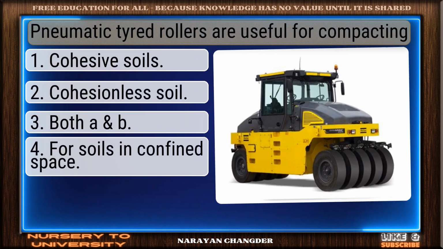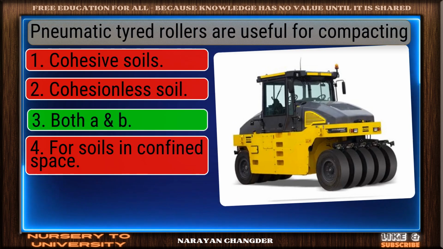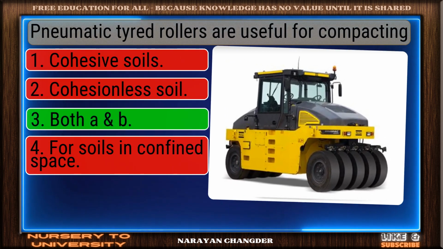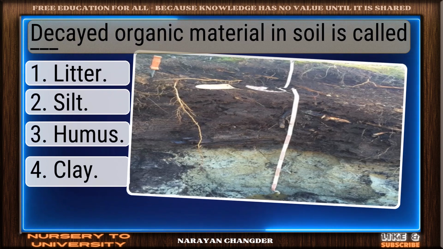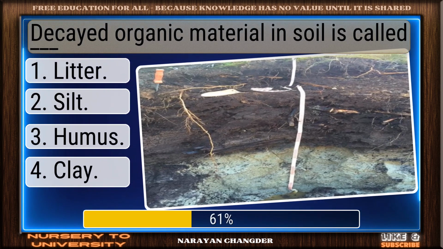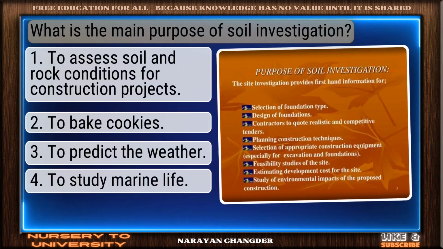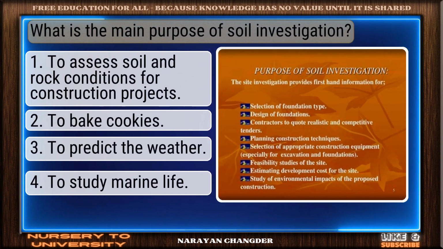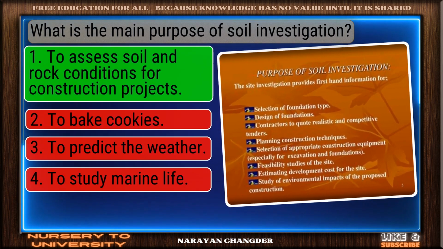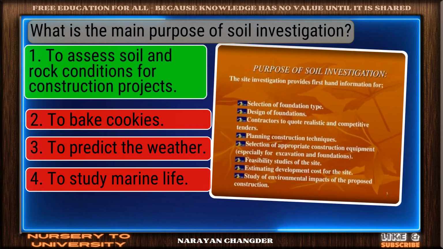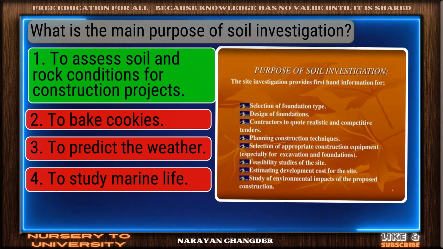Pneumatic tired rollers are useful for compacting. Valid point. Both A and B is true. Decayed organic material in soil is called dash. Excellent. Humus is a brilliant choice. What is the main purpose of soil investigation? Good thinking. To assess soil and rock conditions for construction projects is the right answer.